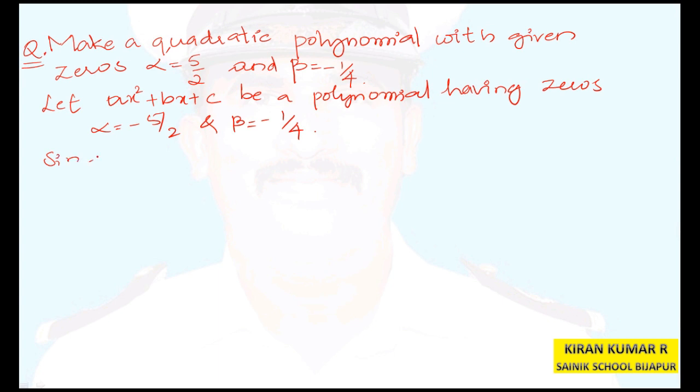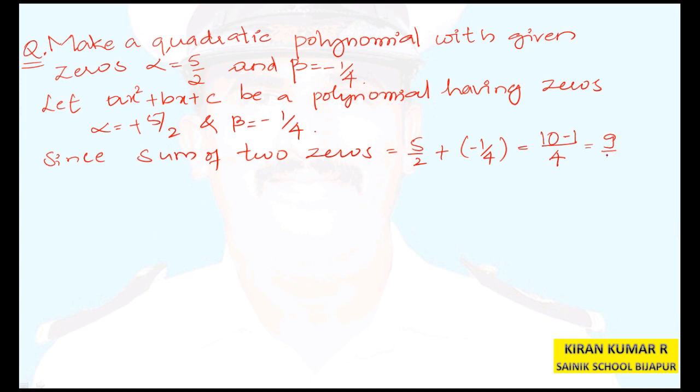Since the sum of two zeros will be, here alpha is 5 by 2, so 5 by 2 added to minus 1 by 4. Let us simplify this. LCM is 4. If 4 is the LCM, the numerator becomes 10 and minus 1, which will be 9 upon 4.